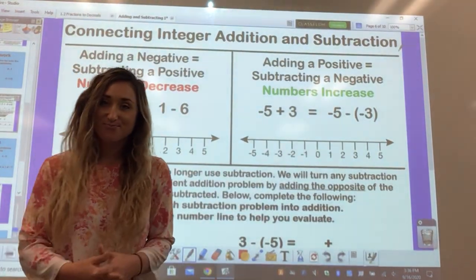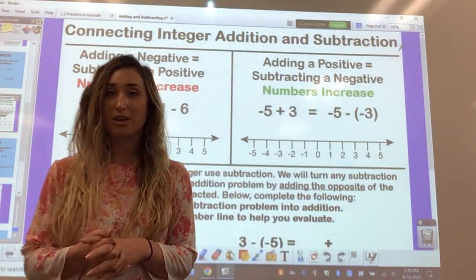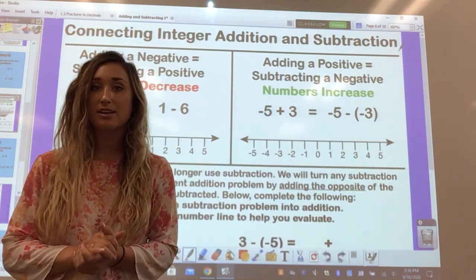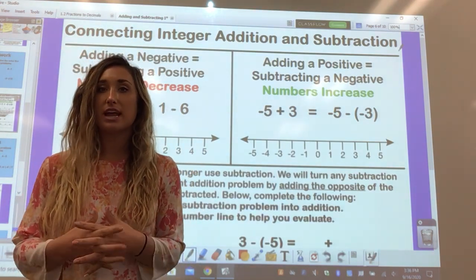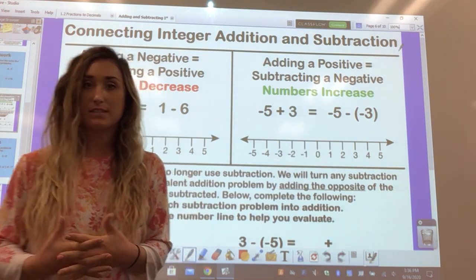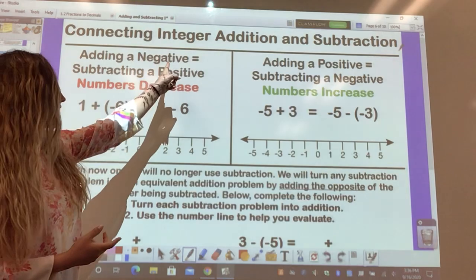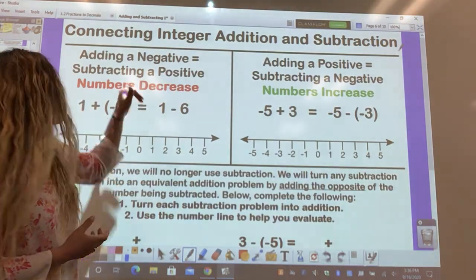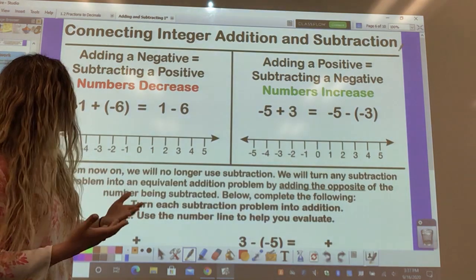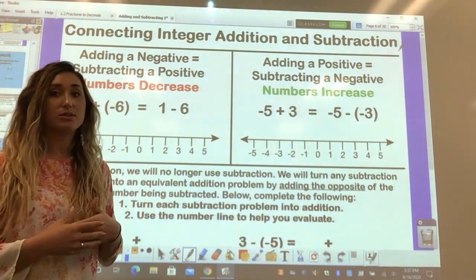Hey guys. So the past couple of days we've been working on adding integers and subtracting integers using a number line, and today we're going to look at the connections between the two. You may have noticed over the past couple of days that adding a negative is the same as subtracting a positive. Both of these things result in the numbers decreasing.